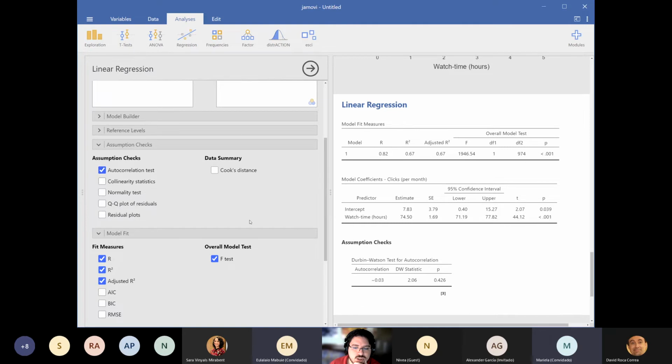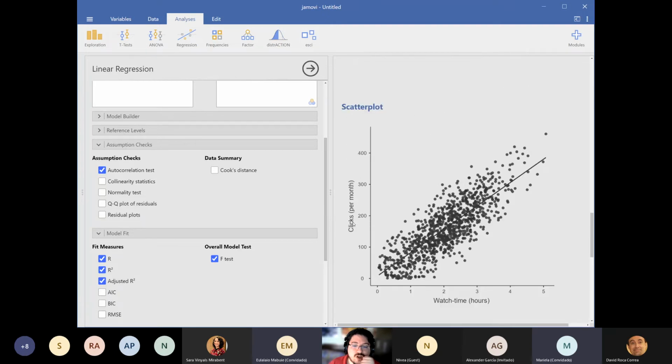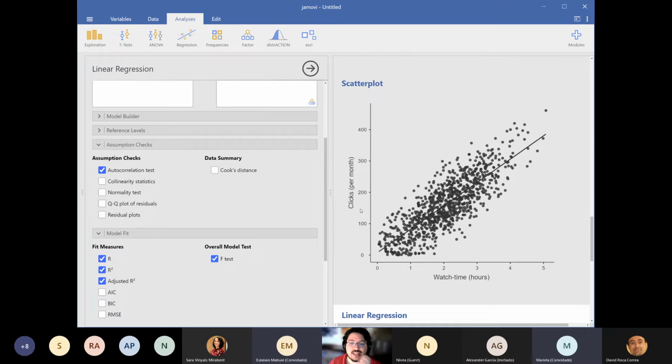Okay, so here we basically want to assess that observations in clicks per month are not autocorrelated, meaning that an observation doesn't give you information about the next observation.